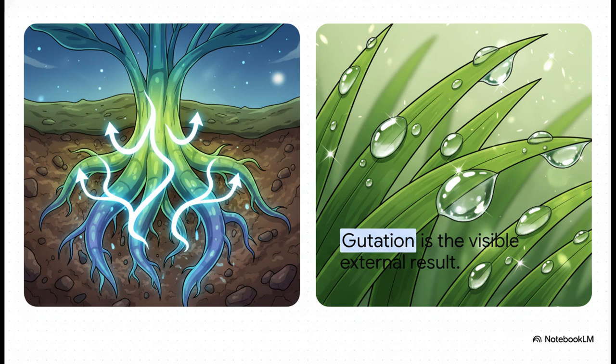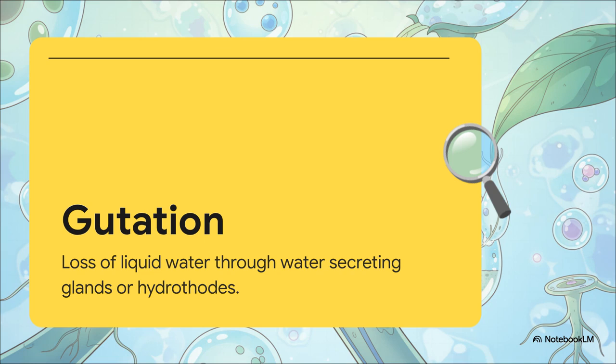On one side, we have our internal cause, the root pressure we just explored, and on the other, that leads to the external result, a process known as gutation or exudation. The pressure built up in the roots literally forces water up and entirely out of the plant. Let's clearly define what this is. Gutation or exudation is the loss of liquid water through specialized water-secreting glands called hydathodes. Because of the sheer force of that root pressure pushing from below, actual liquid water is forced out through these hydathodes. We aren't talking about water vapor here. This is physical liquid water being visibly pushed out by the plant's internal engine.